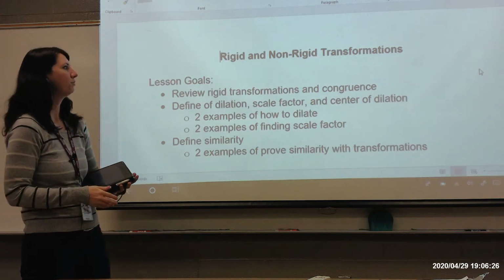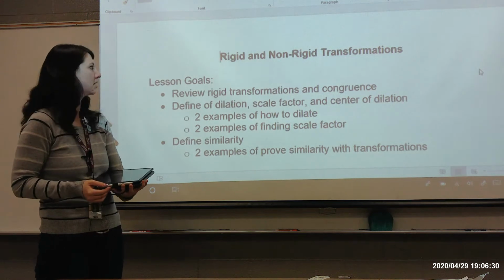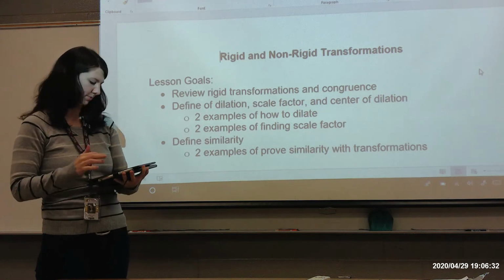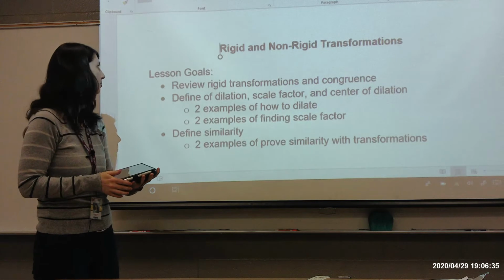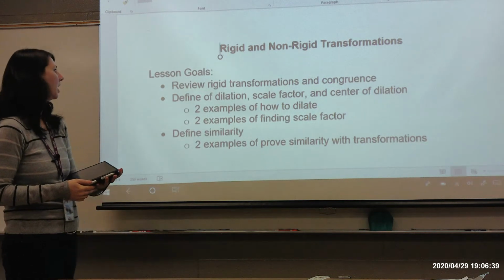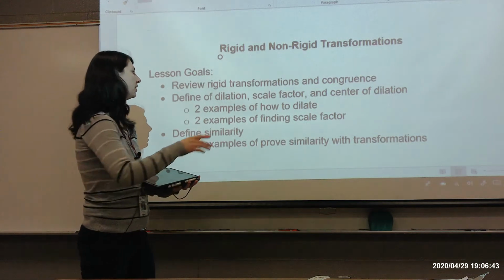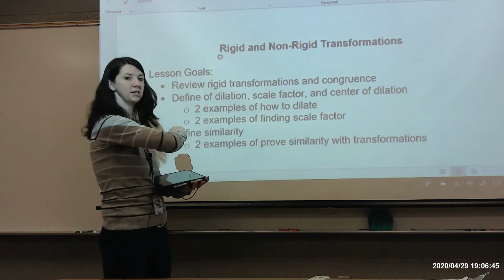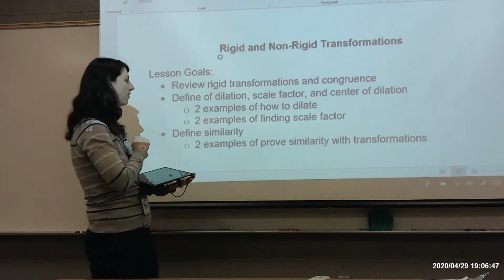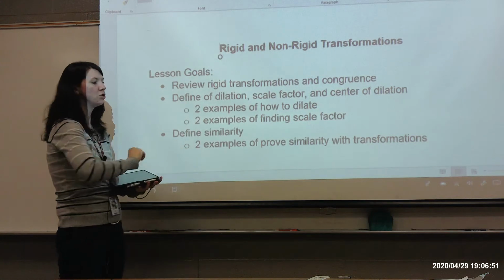Today we're going to look at rigid and non-rigid transformations and how they relate specifically with triangles. So our lesson goals are to review what rigid transformations are and how they lead to congruence, and then define dilation, scale factor, and center of dilation. We'll do 2 examples of how to dilate and 2 examples of finding the scale factor. And then we're going to define similarity and do 2 examples of that.